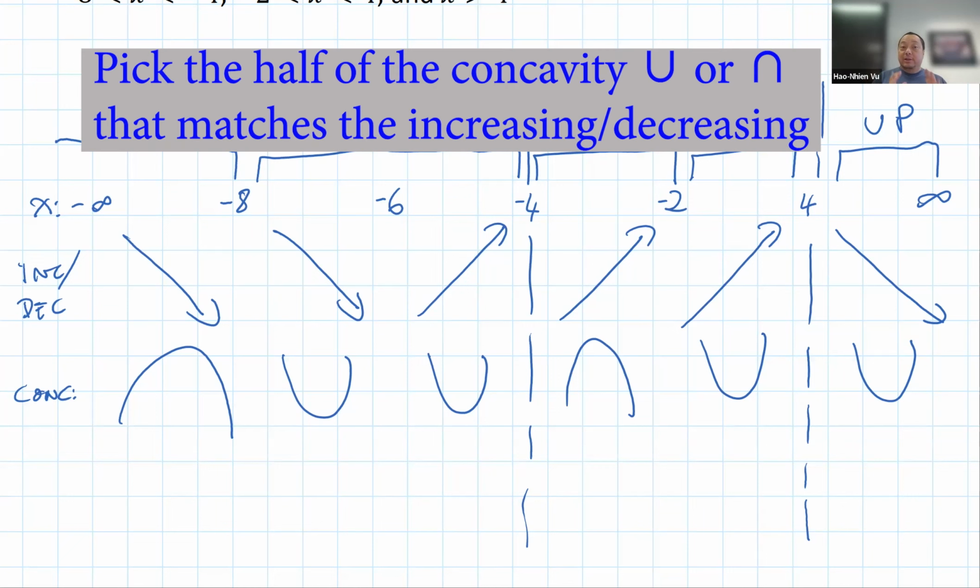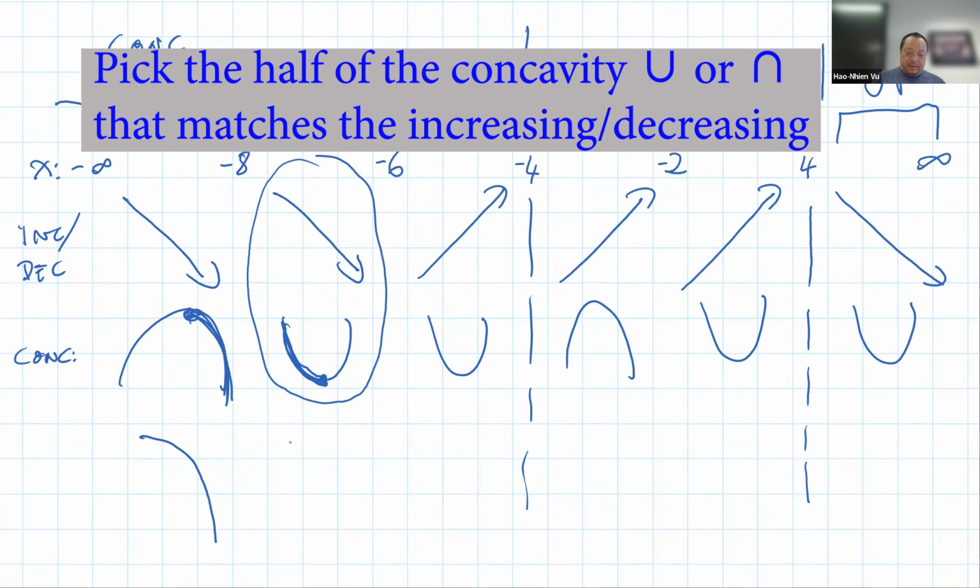So now I draw little segments of graphs that reflect the same concavity and slope, increasing and decreasing, that I have here. Something that is decreasing, sloping down, and concave down. So that would look like this part of the graph, right? Decreasing, concave down. So I'm going to draw a piece of graph that looks like that. This interval, decreasing and concave up. So that looks like this half, something like this.